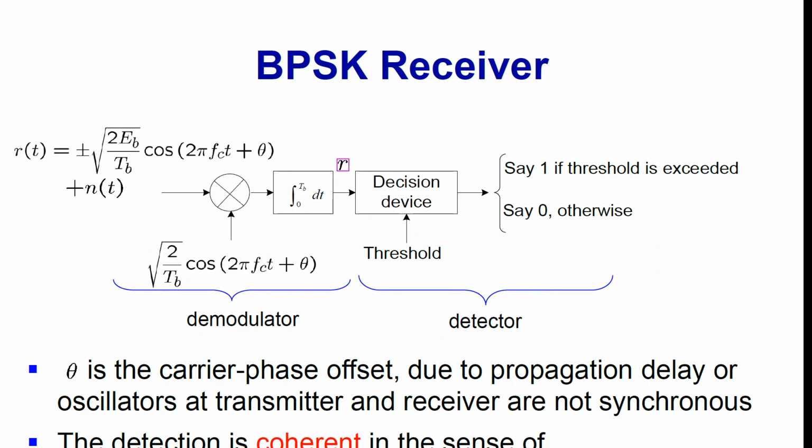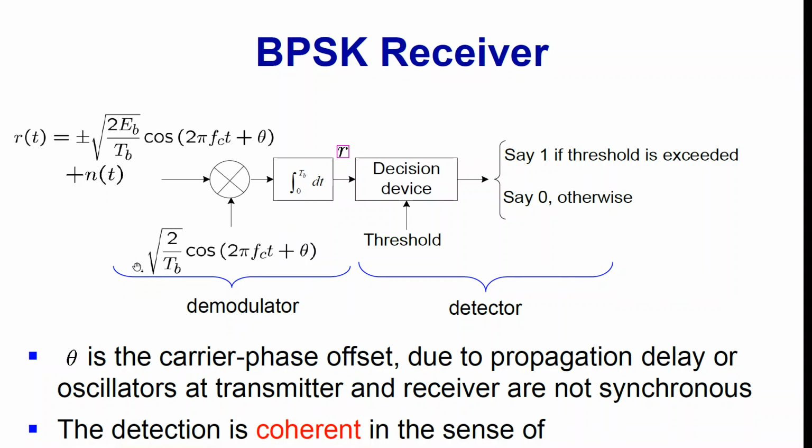And for the BPSK receiver, we will use a normal correlation receiver. So you will get the received signal like this. What we transmitted was root of 2 EB by TB cos 2 pi fc t, and what we receive is root of 2 EB by TB cos of 2 pi fc t plus theta. That is, theta is the carrier phase offset, so there is a change in phase, and n of t is the noise.